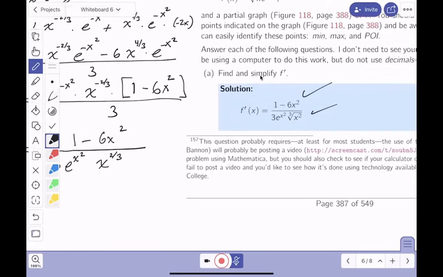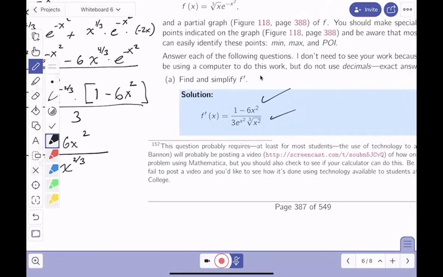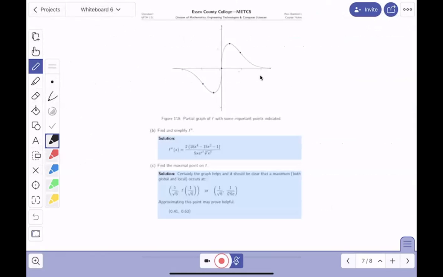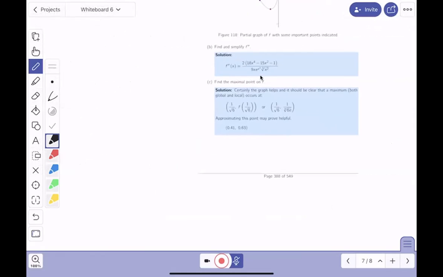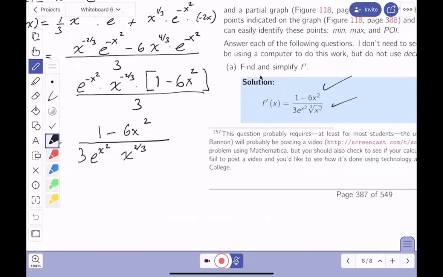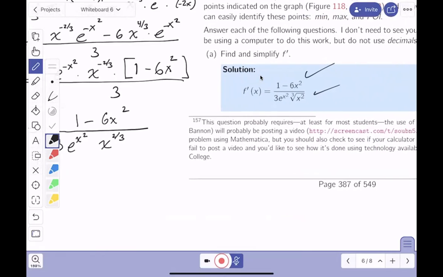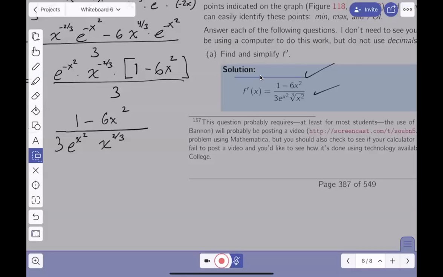All right, now what's the question? Find and simplify. Ooh, second derivative. What am I going to do? I'm going to take this guy here and copy it. I just did this, remember?